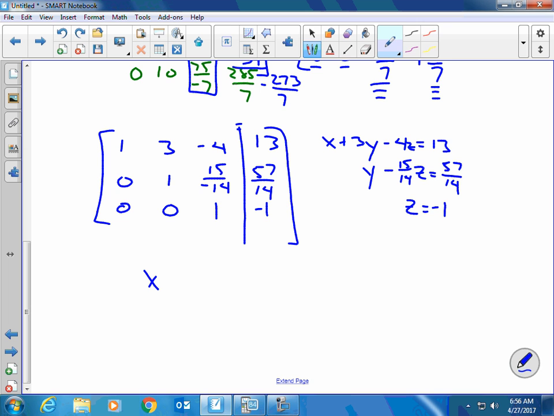So I plug into that second equation. I have y minus 15 over 14. Multiply that by negative 1 and it becomes plus 15 over 14. Right? Multiply this negative times this negative 1 makes that a positive 15 over 14. Subtract 15 over 14 from both sides and I get 42 over 14, and so y comes out to be 3.